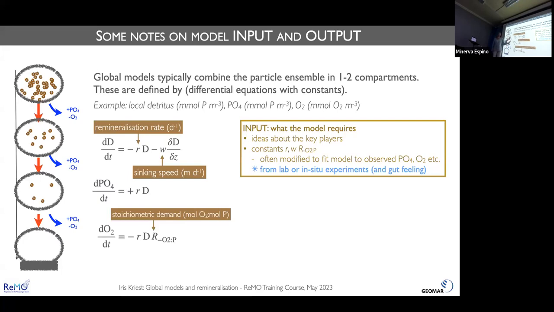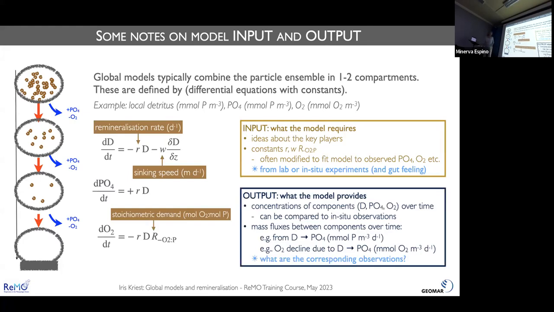And of course, we need some ideas about the equations. So what type of equation do we want to put in? Do we want to put in a Q10 rule or an Arrhenius rule to modify the remineralisation rate? And we usually get this information from people from the observing side, from lab experiments or in situ experiments, or sometimes just from gut feeling.